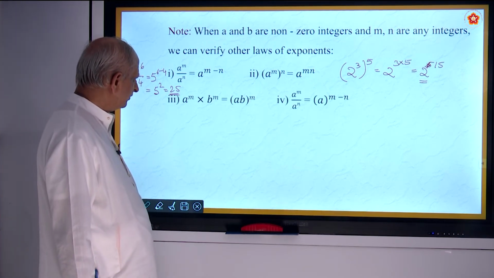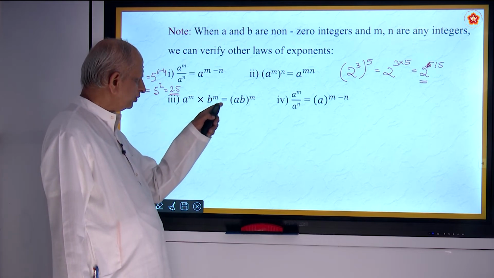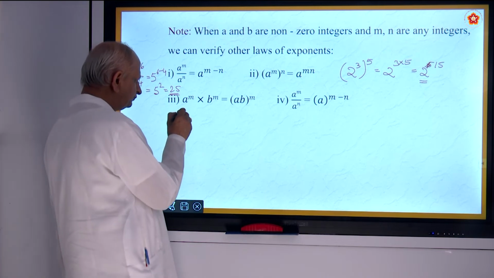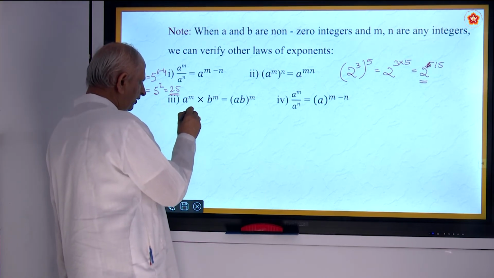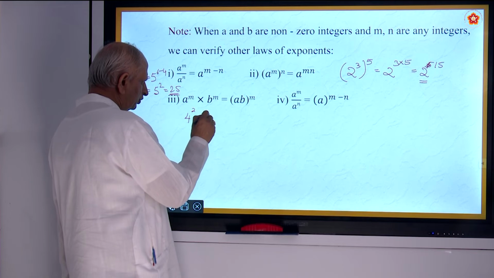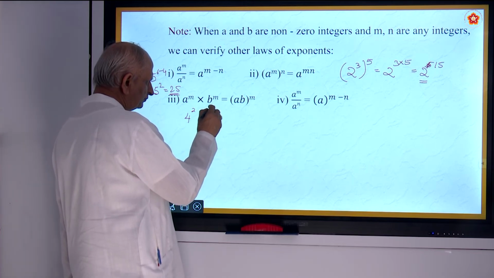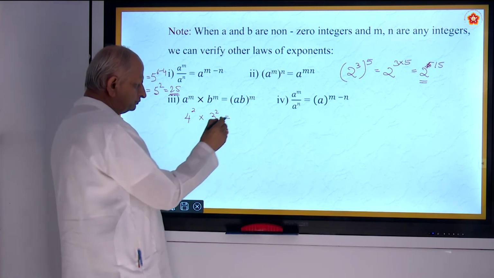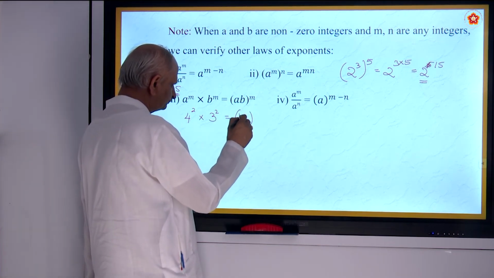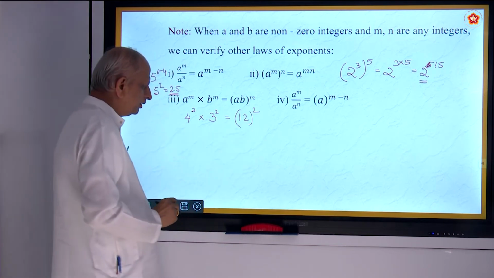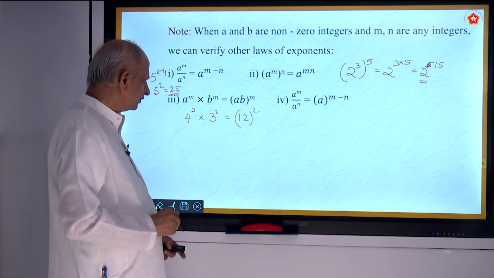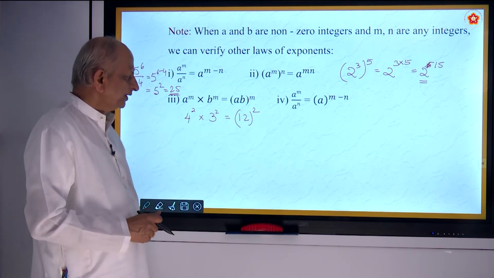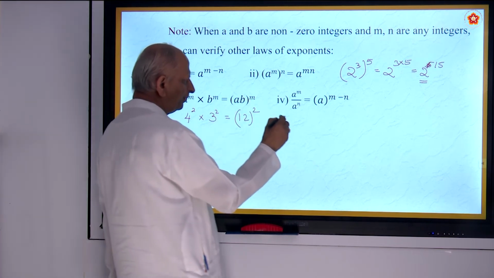And third law, a to the power of m into b to the power of m is equal to ab to the power of m. All this you have studied earlier. Suppose you have 4 to the power of 2 into 3 to the power of 2 is equal to 4 3s are 12 to the power of 2. That is the meaning. Okay. So ab means what? 4 3s are 12.